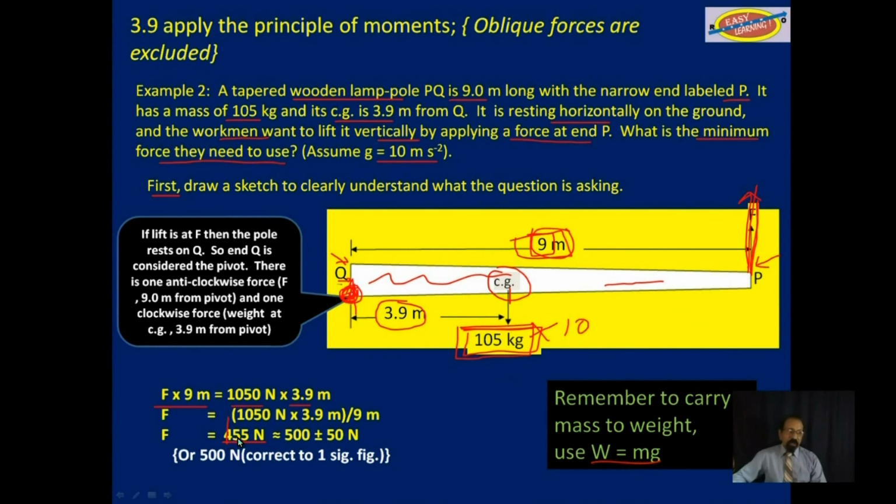455 to the nearest hundreds will be 500. And since we are rounding off at the hundreds position, then half of that position would be 50 more to 50 less. Or you could just say 500 newtons correct to one significant figure.